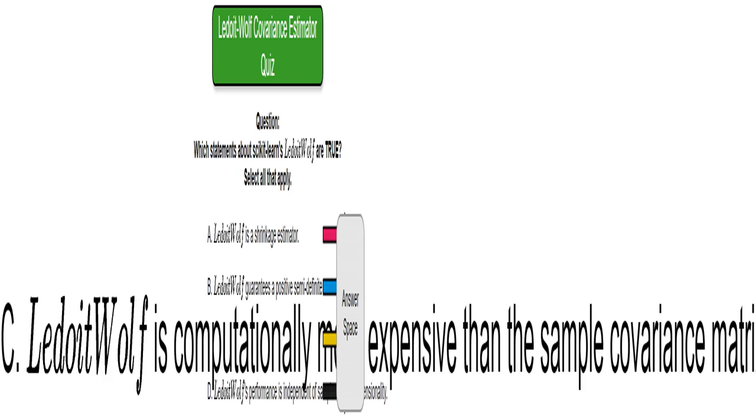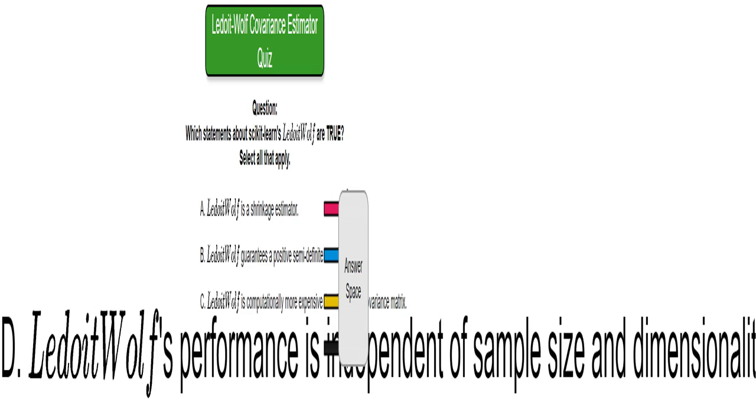I'm checking if you know about the computational cost. LedoitWolf involves more calculations than just computing the sample covariance matrix directly. It's a trade-off. We get more reliable results but at the cost of increased computation time. I'm asking about the influence of data characteristics. The performance of the LedoitWolf estimator actually does depend on the number of samples and variables. That's the whole point. It improves estimates when there are limited samples compared to the number of variables.